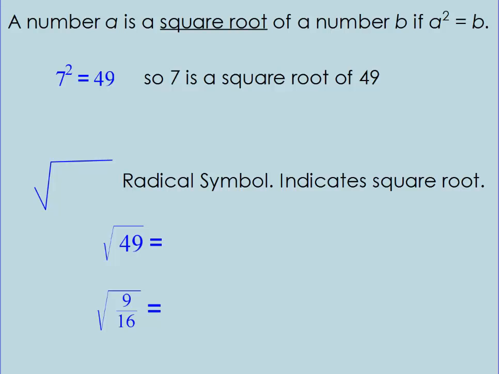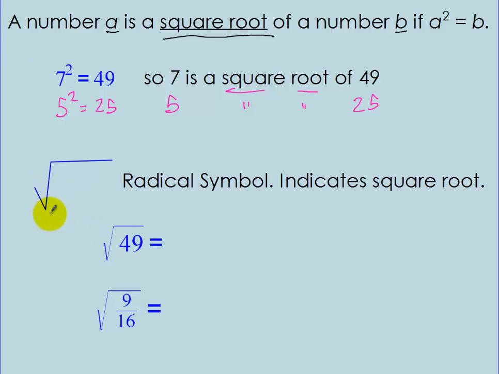Let's begin. A number a is a square root of a number b if a squared equals b. So a and b are two variables. What does that actually mean? Well, let's take an example. If 7 squared equals 49, then 7 is a square root of 49. Another example: 5 squared equals 5 times 5, which is 25. So 5 is a square root of 25.